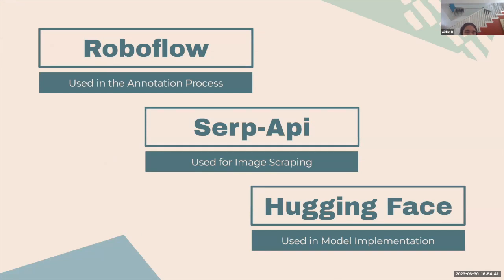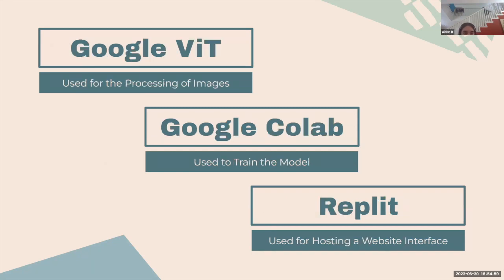So this is just a summary. We use RoboFlow in the annotation, SERP API for image scraping, and Hugging Face for model implementation. We use a Vision Transformers model, which is a free model offered by Google for the processing of images, and use Google Colab to train the model. And we use Replit to host the website interface.